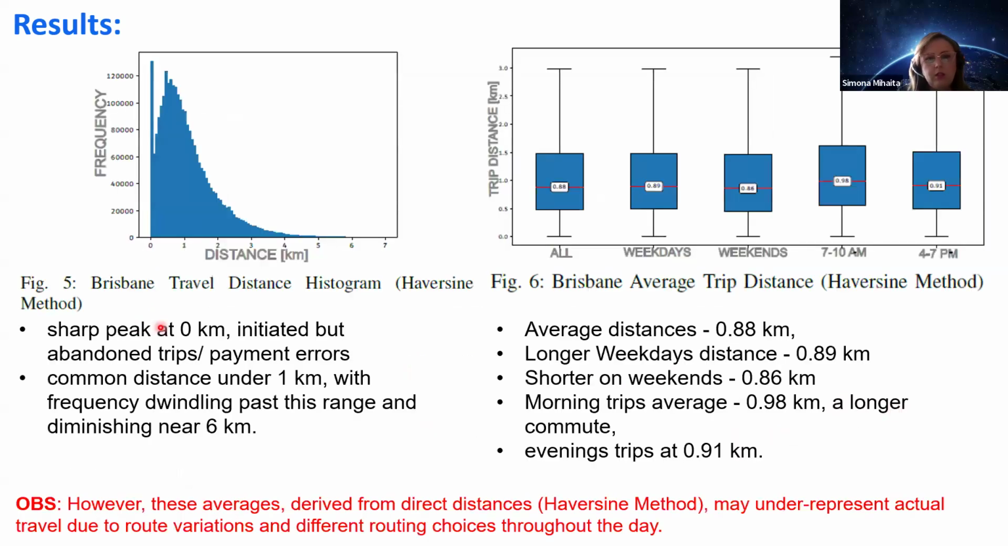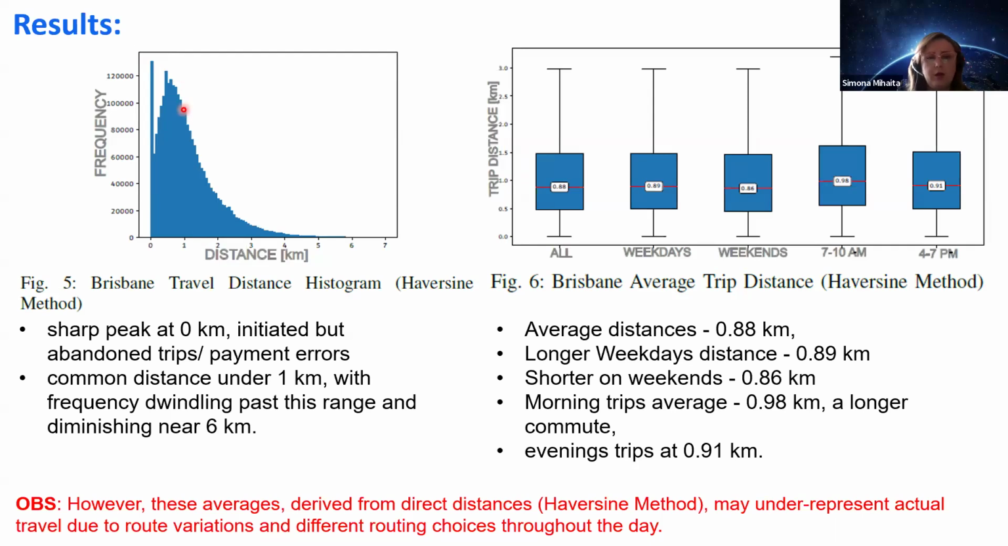When we look at the travel distance histogram, the data tells us there's also a sharp peak at 0 kilometers, meaning that I think these are errors. Either people wanted to use the service and couldn't, maybe they got blocked because of the payment methods, or maybe they were not used to the service and abandoned it, right? However, for the majority of them, the common distance is below 1 kilometer.